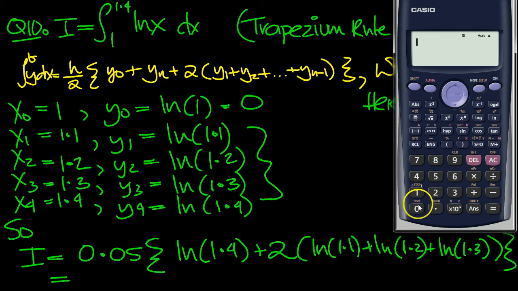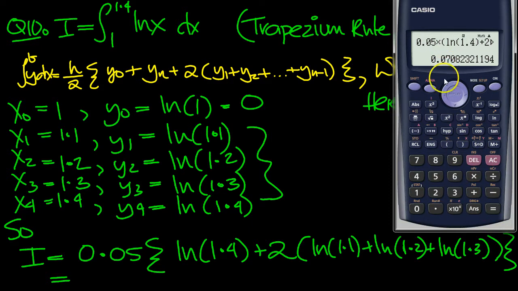So we get 0.05 times bracket ln 1.4 plus 2 times bracket ln 1.1 plus the ln 1.2 plus the ln 1.3. Close that bracket, close the bracket for the 2 times, and then close the final bracket at the end.